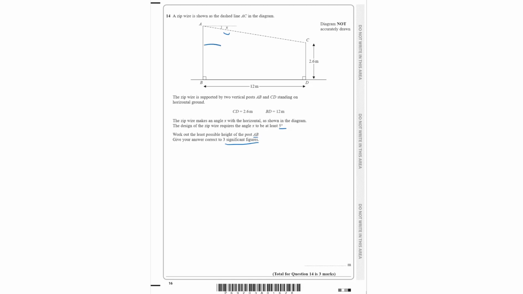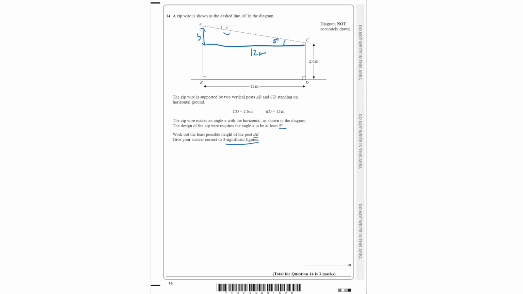We can see that the shape is actually comprised of both a triangle and a rectangle. Since angle X is congruent to this angle, that means this is angle X as well. If X has to be at least 5 degrees, we can rewrite this as 5 degrees. BD at the bottom is 12 meters, so that means BD at the top also has to be 12 meters. And all we have to find is this distance, which we can write as y.